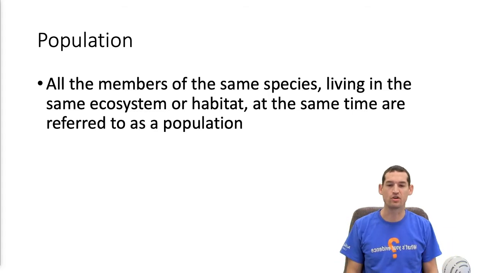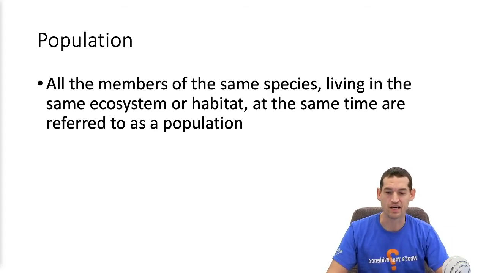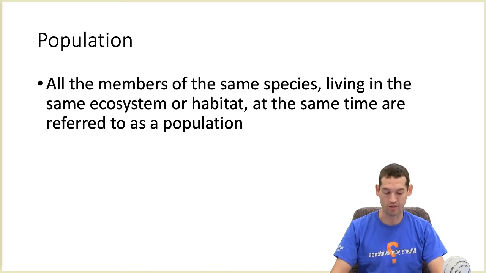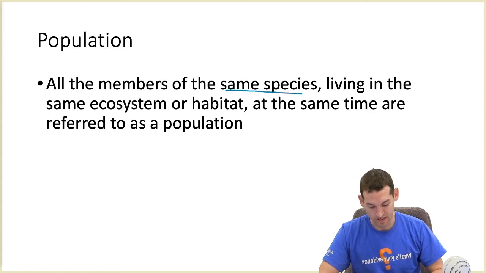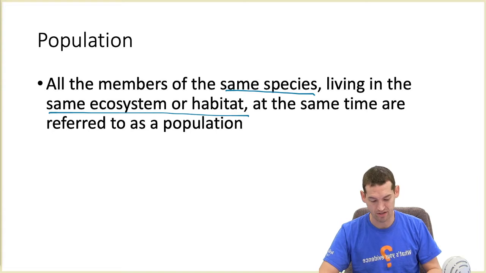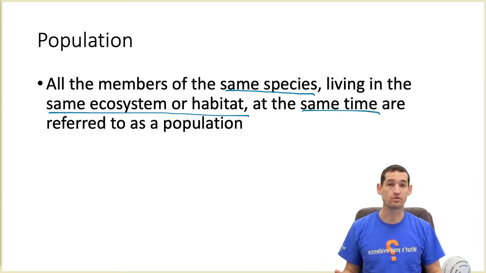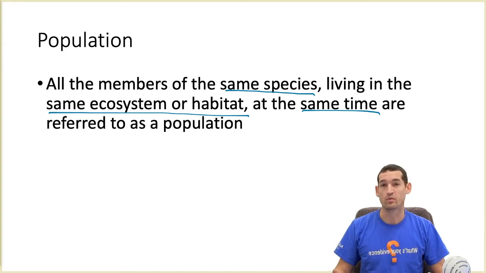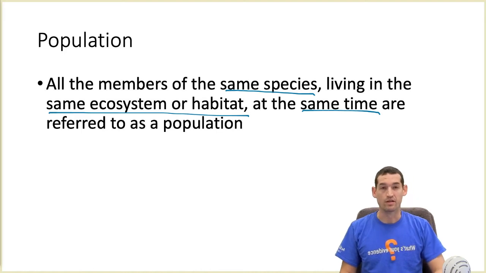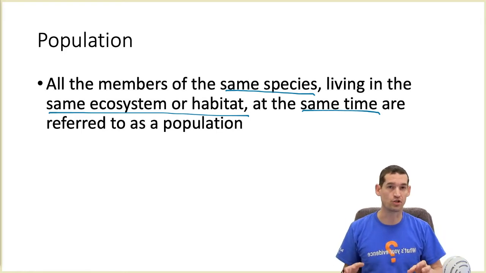All right. Now let's look at a population. A population is all the members of the same species living in the same ecosystem or habitat at the same time. So there's kind of three parts to that you might want to look at. We need to have the same species in the same place, and they have to be at the same time. So contrary to the common use of the word population, where you could say the population of Cardston is roughly 3,500 people, the term in biology is a little more specific.